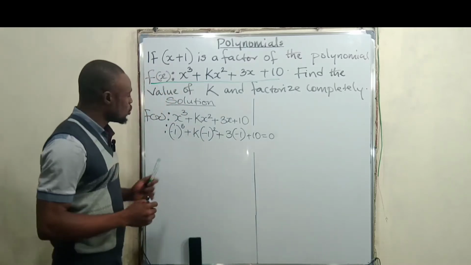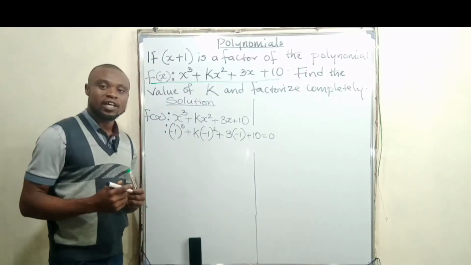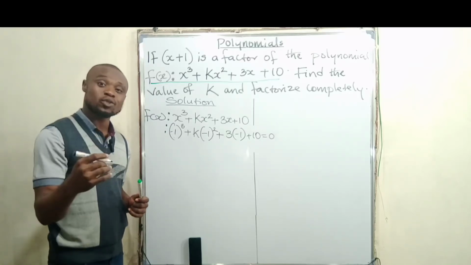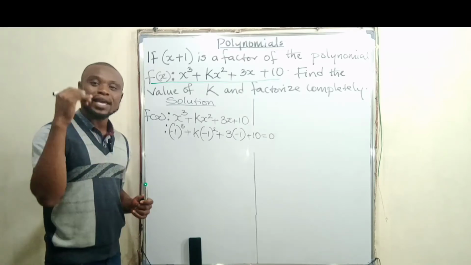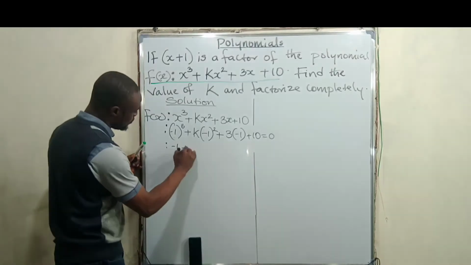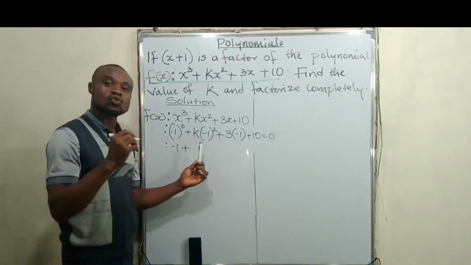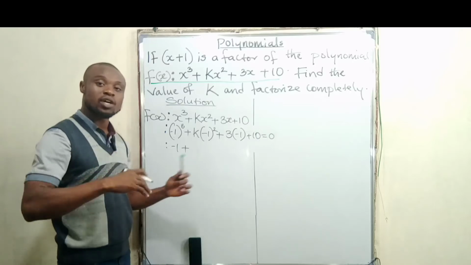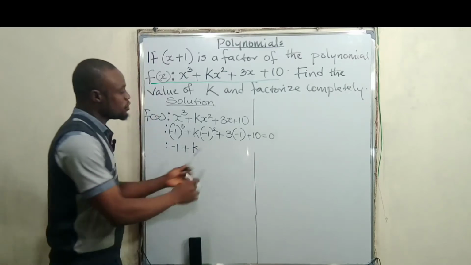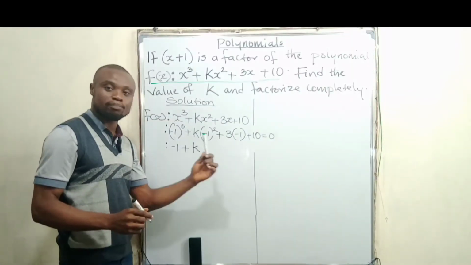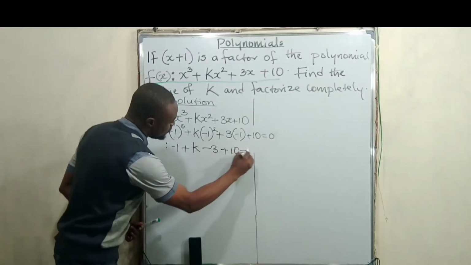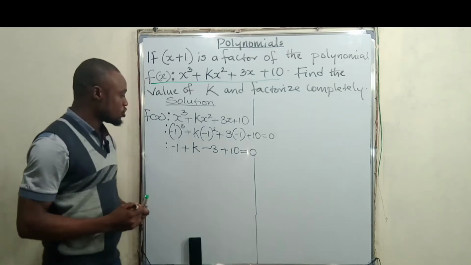Exactly. So minus 1 to the power of 3 is the same thing as minus 1 multiplied by minus 1 multiplied by minus 1, and minus 1 times minus 1 is plus 1, multiplied by minus 1 again. So we have a minus 1. So here we have a minus 1 plus. Now minus 1 squared is the same thing as minus 1 times minus 1, so it's plus 1 times k, so it's k. And coming to this place, minus 1 multiplied by plus 3, plus times minus is minus, so we have a minus 3 plus 10, and everything is equal to 0, as you can see.